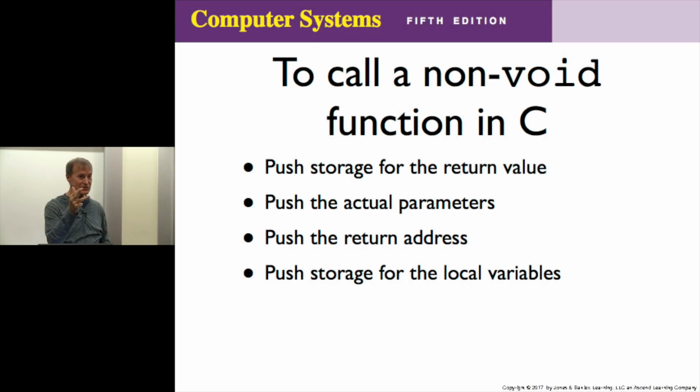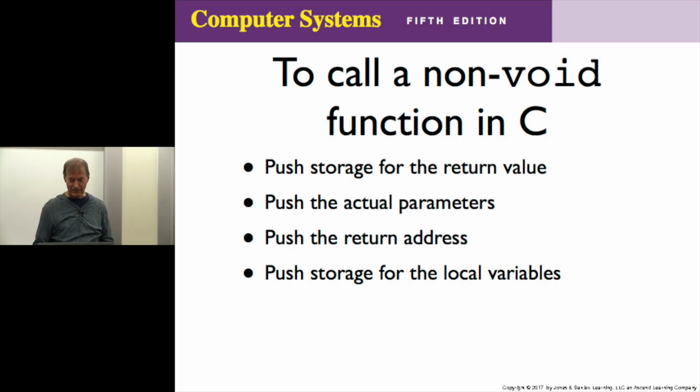So let's review. To call a non-void function in C, well, here it is. Maybe I should hide this slide. What four things do you have to push when you call a non-void function? The first thing is what? Storage for the return value. Second is what? Push the parameters. The third one is what? Push the return address. And then the fourth is what? Storage for the local variables.